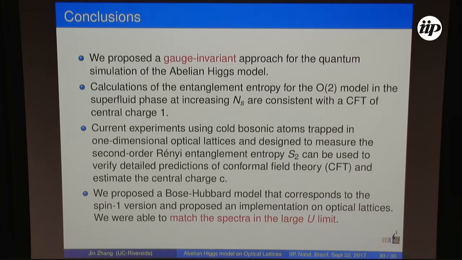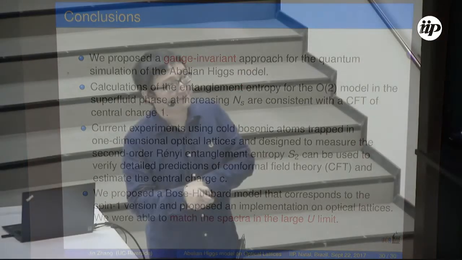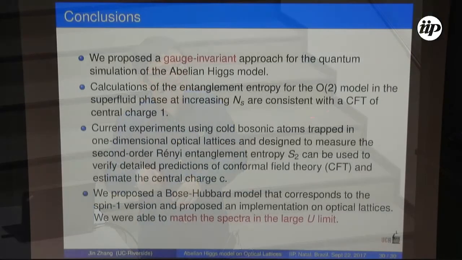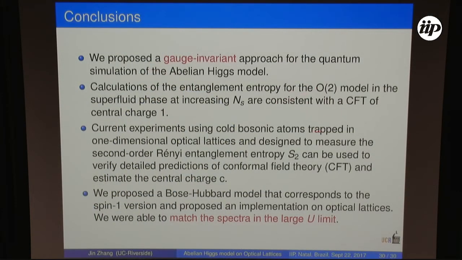Now this is the conclusion. We propose a gauge invariant approach for the quantum simulation of Abelian Higgs models, and calculations of entanglement entropy for the O2 model in the superfluid phase are consistent with the CFT prediction of central charge 1, and this is the main part. Current experiments using cold atoms trapped in one-dimensional optical lattices, designed to measure the second-order entropy, can be used to verify the detailed predictions of conformal field theory and the estimated central charge c.